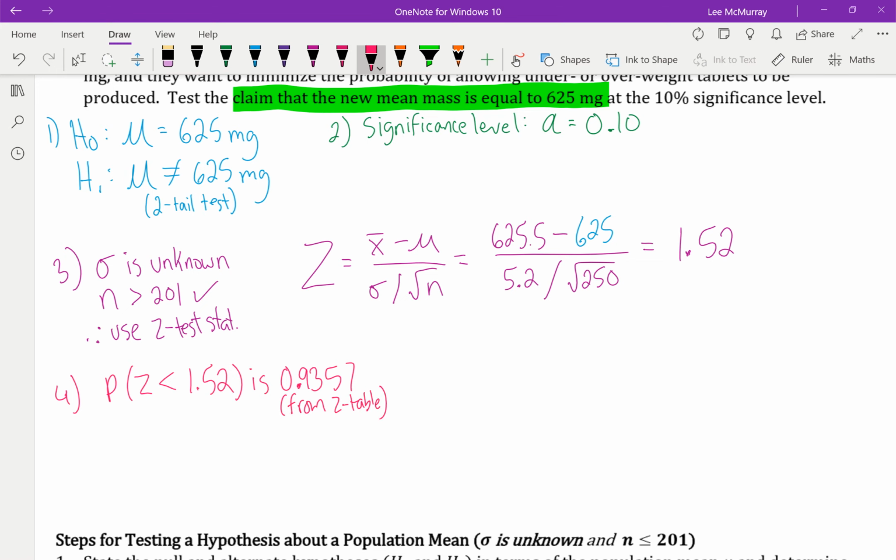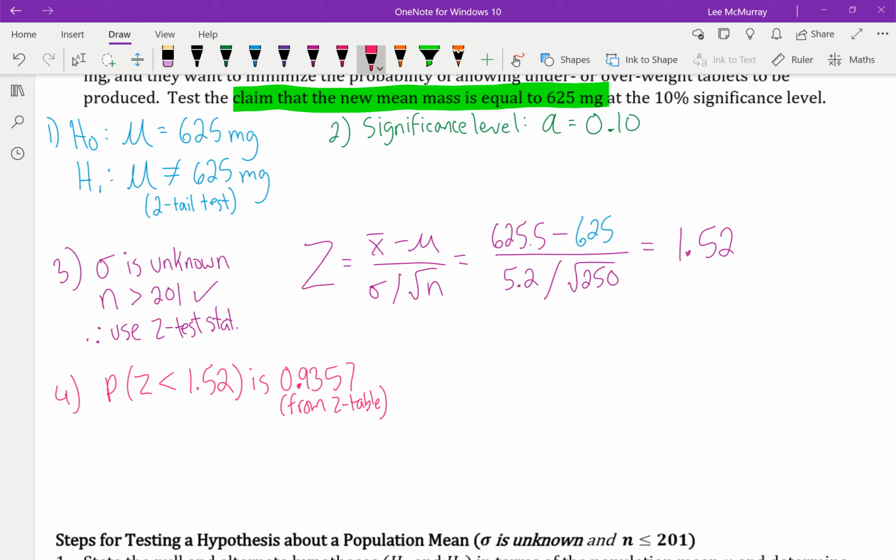Okay, so that's below 1.52. Or what we could look up is less than negative 1.52. So in this case, it doesn't really matter which way you go, but remember that the 625.5 is above. It's a positive z-score because it's above the mean, right? 625.5 is above the mean, so of course we're going to get a positive z-score. But what we always want to look up again is the negative z-score, okay? And that's because we always want the left tail.